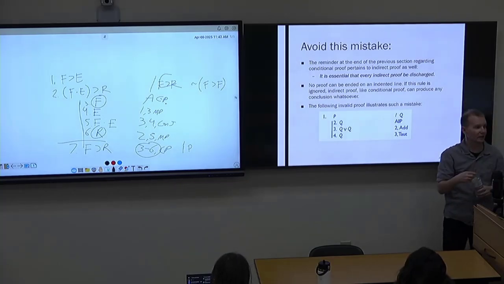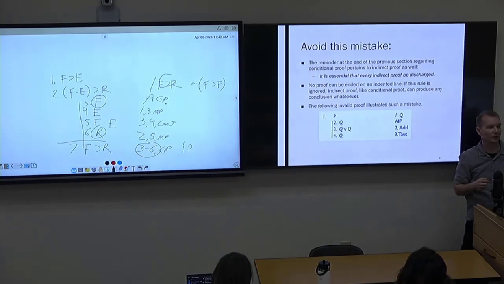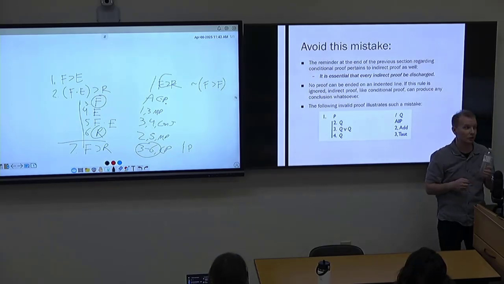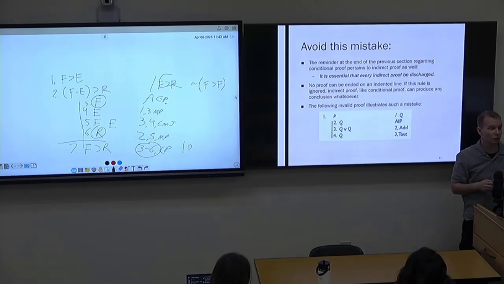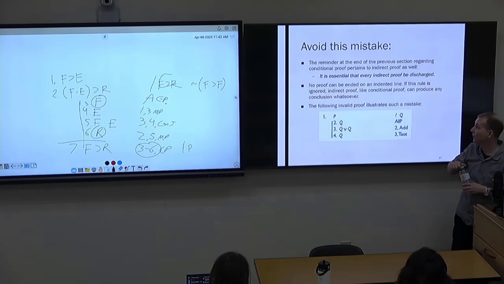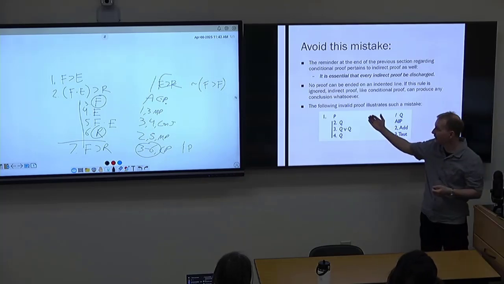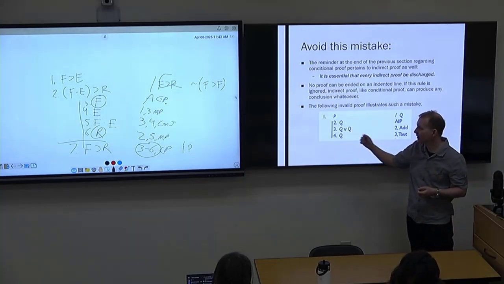Avoid this mistake. The reminder at the end of the previous section regarding conditional proof pertains to indirect proof as well. You need to discharge it, right? You need to discharge it. You cannot leave it hanging like this. That would be a mistake. You need to show what exactly that assumption helped you prove.